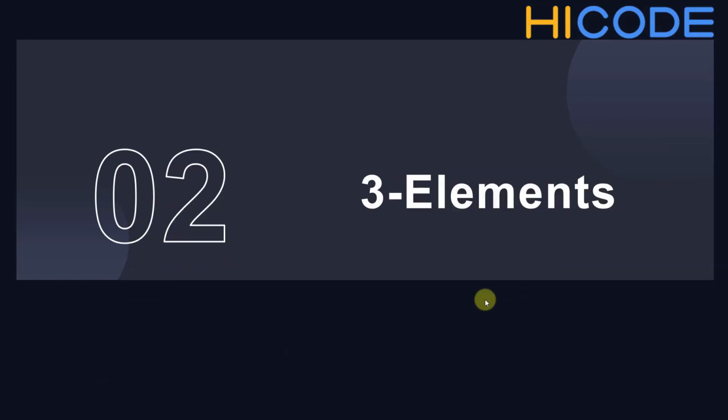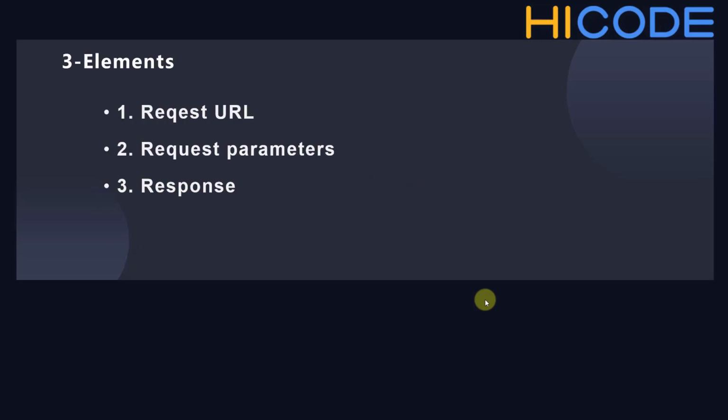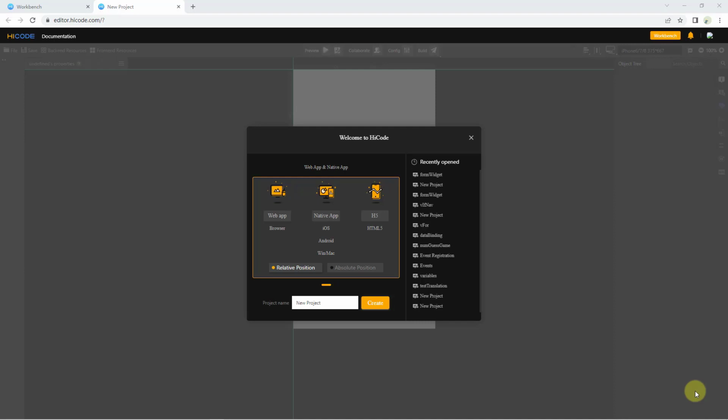Moving on to the next part, three elements. Three elements of APIs include request URL, request parameters, and response. Let's go to the editor and see these elements in practice. For today's example, we will be making a weather report application.